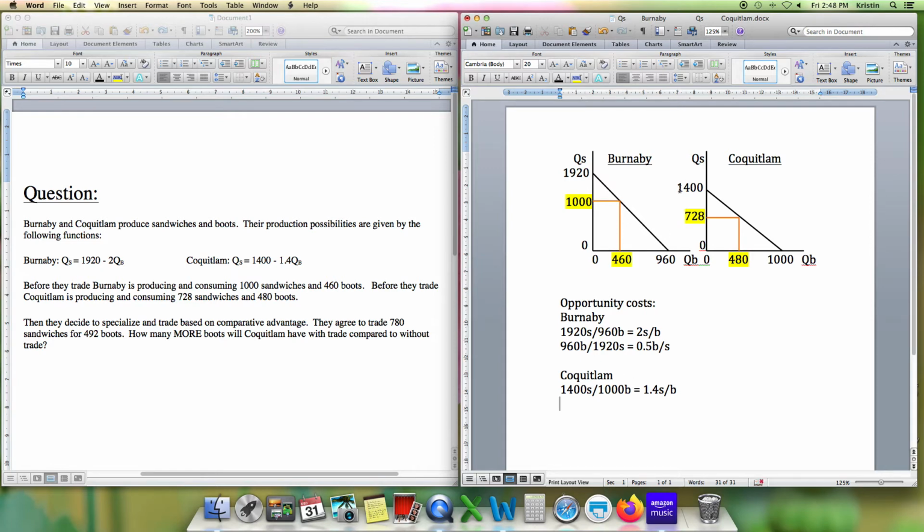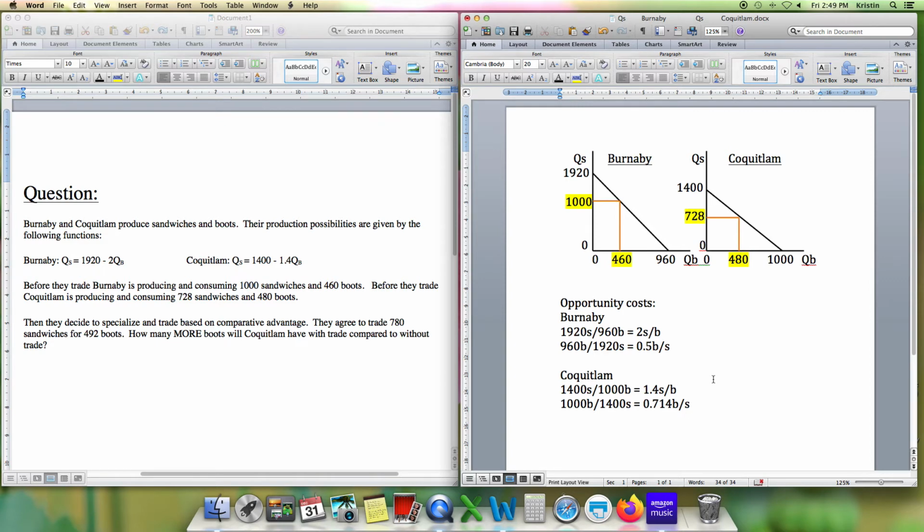If they want to make sandwiches, they could make 1,400, but they would give up all 1,000 boots. So they would give up 1,000 boots to get 1,400 sandwiches. And now, that's not a whole number, or not even a nice number, 0.714. We'll just leave it at that. That's all we need. Boots per sandwich. Good.